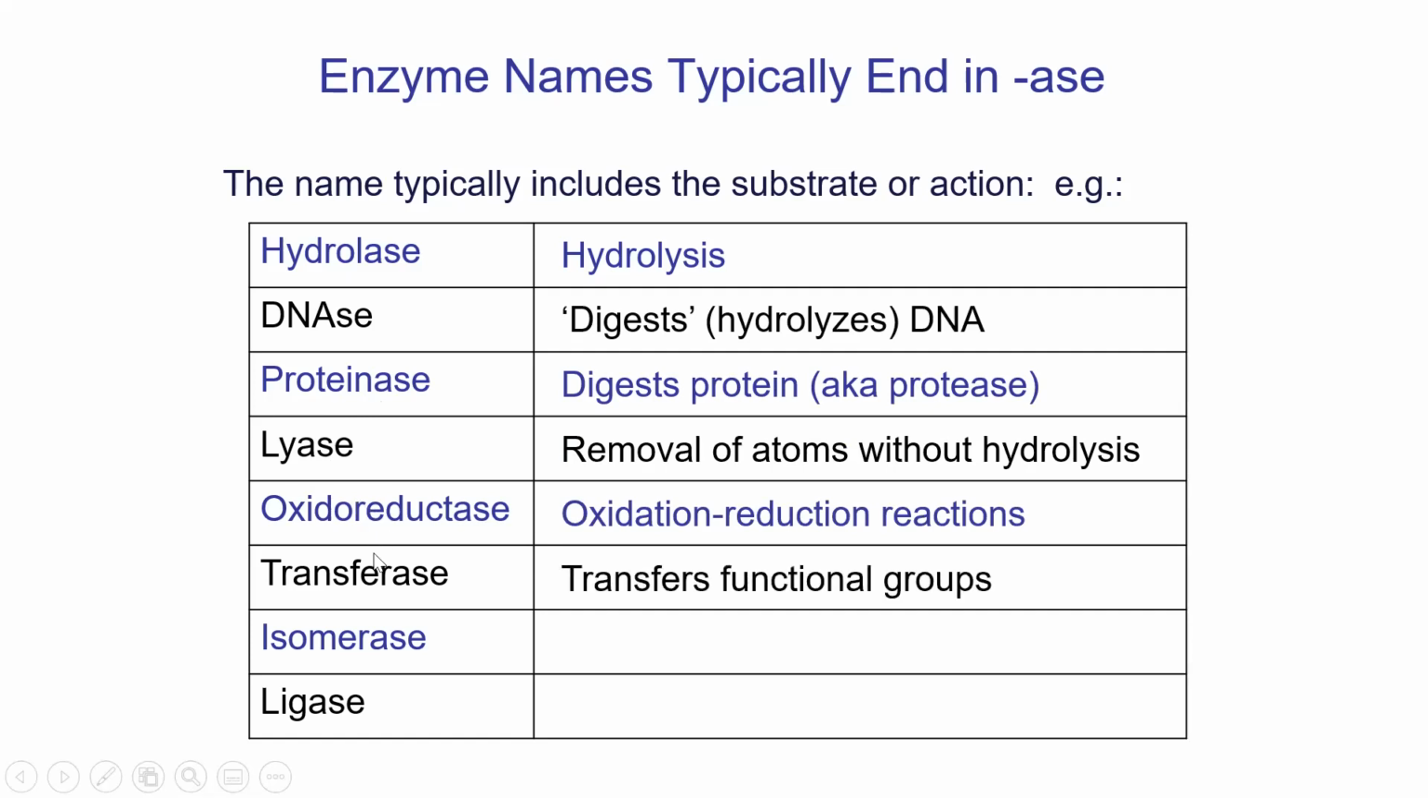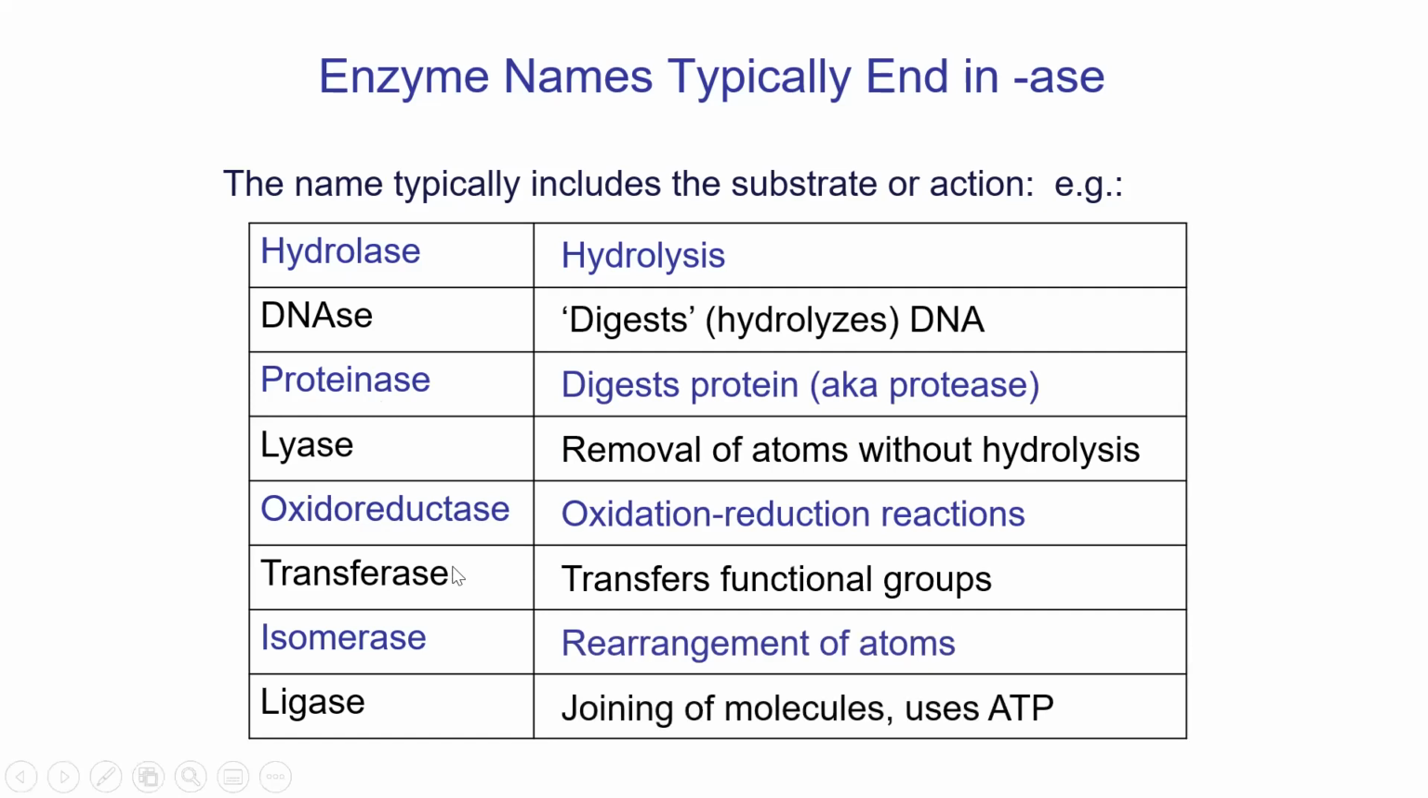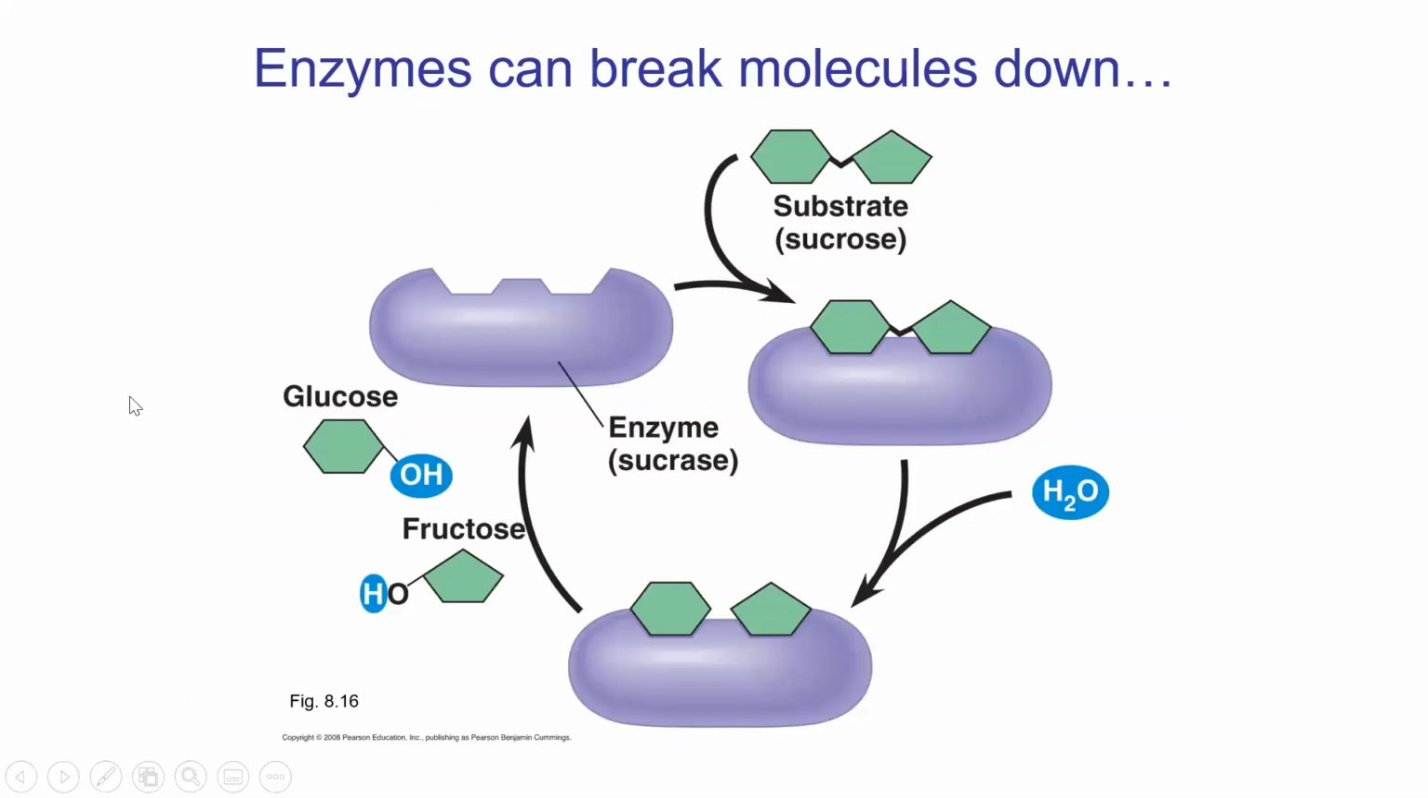Transferases move something from one thing to another. Isomerases rearrange atoms so they make isomers. A ligase, this is something we're going to talk about with DNA synthesis, so we'll come back to exactly what that is a little bit later on in the semester. Here are some examples of things that enzymes can do. They can break things down.